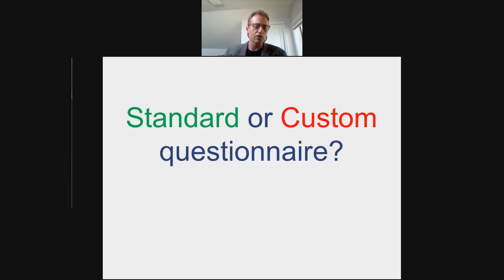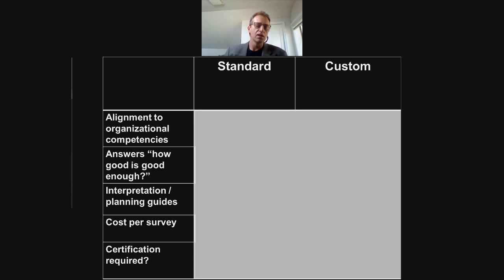And I just want to contrast these two quickly along 5 variables. And you can see them over there. First variable over here, I've already alluded to, which is alignment to organizational competencies. So obviously the custom one is the one that does it. The second question is super important because an easy survey to administer is not always an easy survey to understand when you get your report.